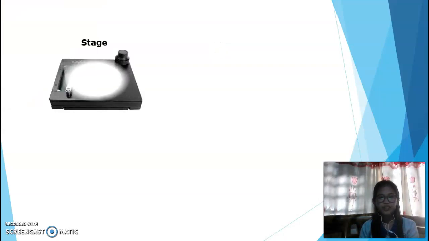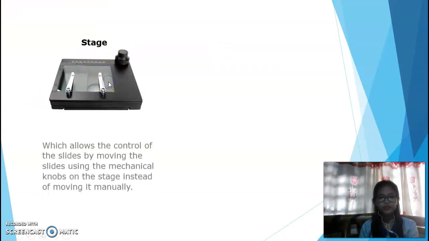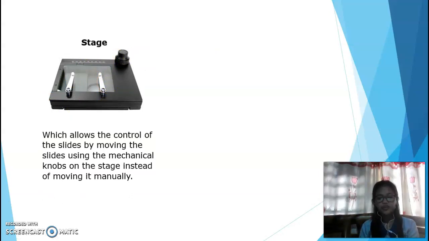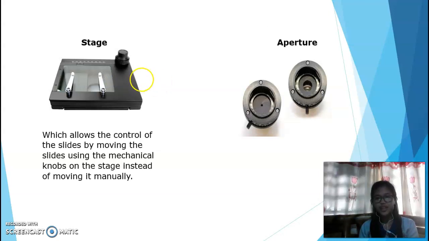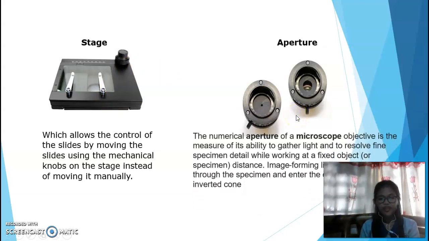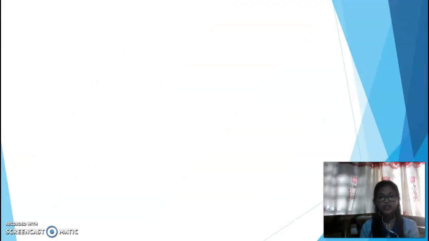The next one is the stage. This is the stage of the microscope. The most common stage is a mechanical stage. The next one is the aperture. This is the aperture of the microscope. This is a hole on the microscope stage, through which the transmitted light from the source reaches the stage.